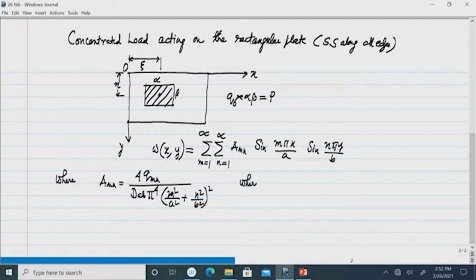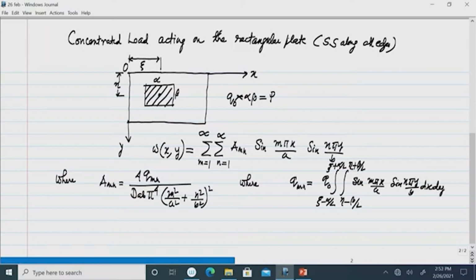Where the Q m n is here. Actually, the patch loading is there. The patch loading is q naught, which is of constant intensity, and then we integrate between the limits xi minus alpha by 2 and xi plus alpha by 2 in the x direction, and eta minus beta by 2 lower limit and eta plus beta by 2 upper limit, of the function sin m pi x by a sin n pi y by b dx dy. We get an expression which we will now be using.